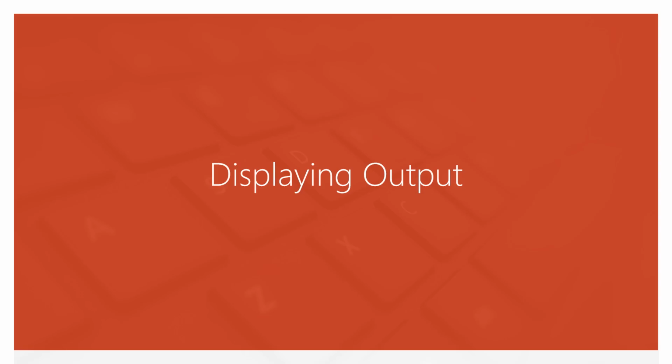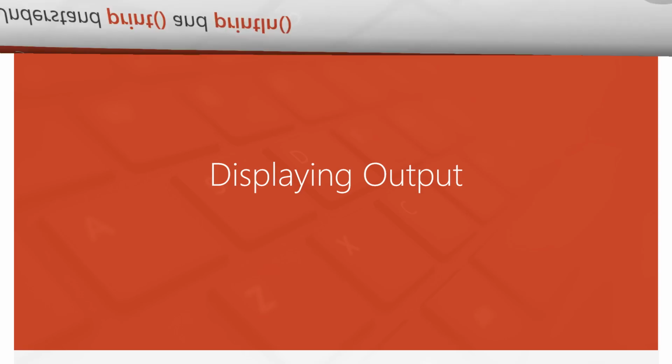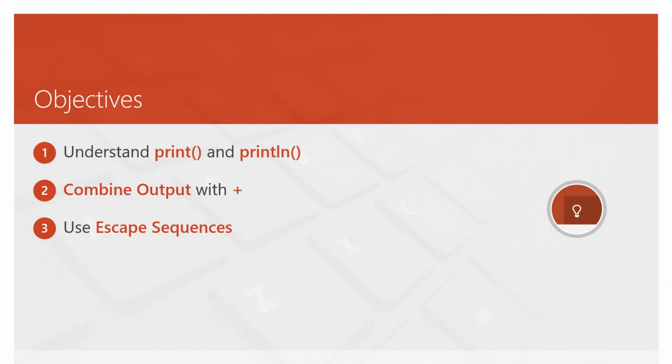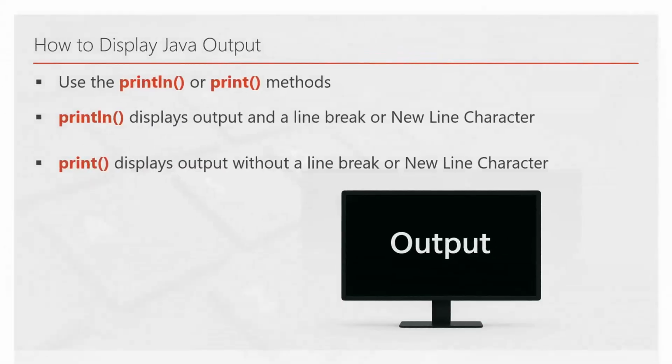Our next topic is displaying output. For our objectives, we will understand the print and println methods. I'll show you how to combine output with the plus operator, and we will use escape sequences. In Java, output is displayed using the println or print methods. The println method displays output and places a line break or new line character after that output, while the print method displays output without the line break.